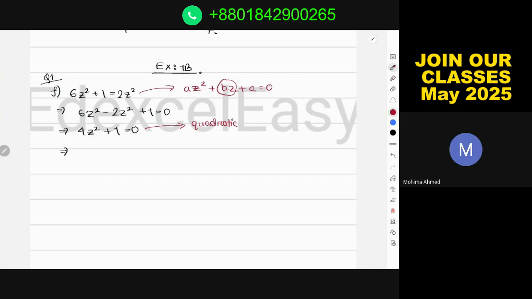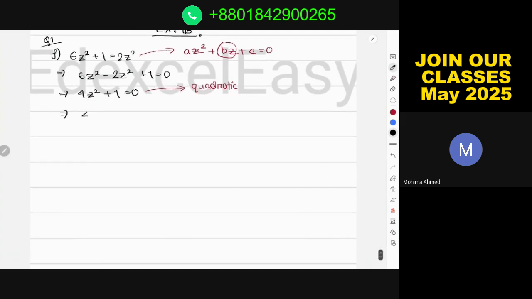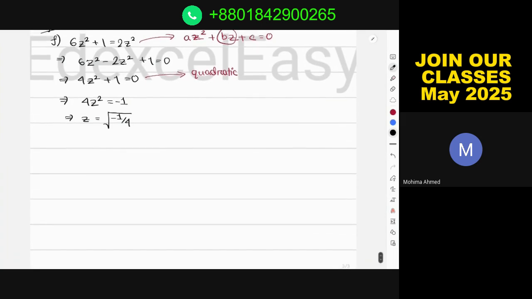And how many solutions are you supposed to get from a quadratic equation? 2 solutions. Okay, so we will keep that in mind and try to extract 2 solutions out of this equation. So you have 4z square equals to minus 1. So you take this minus 1 divided by 4 under a root, right? Now I have to break down that minus 1 separately from this fraction. So we have minus 1 over 4, which can be written as 1 over 4 multiplied with minus 1, everything under a root.